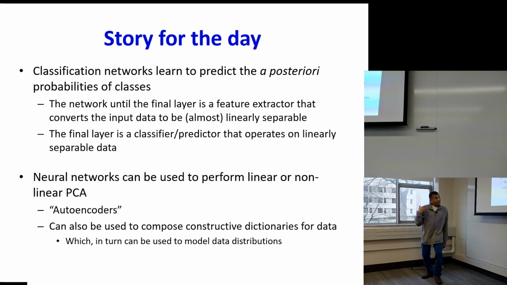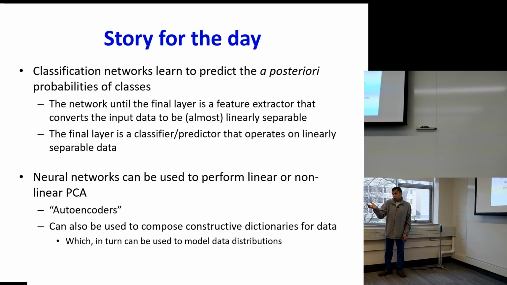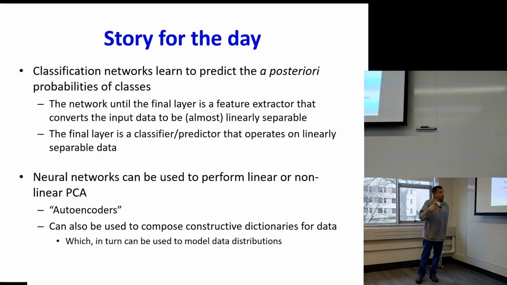And on the other hand, you can also think of neural networks as learning dictionaries, as pattern detectors, which can in turn be thought of as pattern constructors. So you can think of this as performing some kind of nonlinear principal component analysis, finding the principal manifolds, nonlinear manifolds on which data lie. Those are autoencoders, which can be used in turn to compose constructive dictionaries to model data distributions.